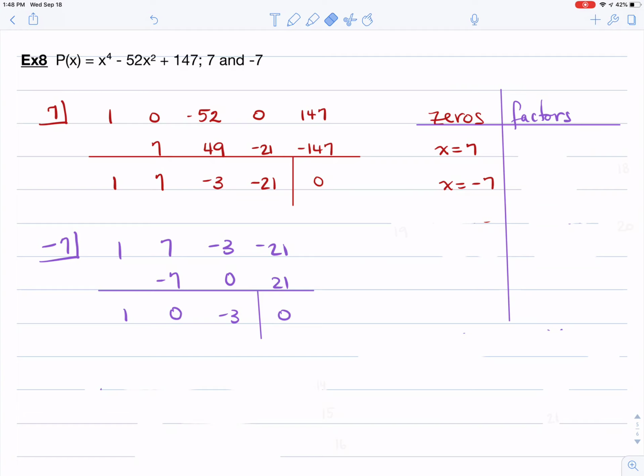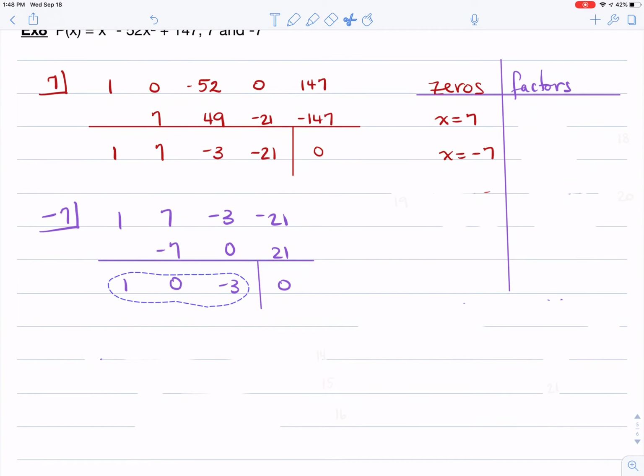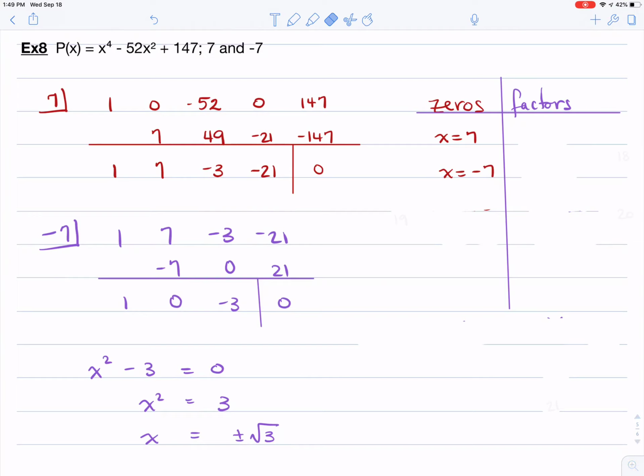Again, not a surprise. But the nice thing that you have now is that your depressed polynomial is a quadratic, and you can solve quadratics. You have 4 methods for solving quadratics. So we have x squared minus 3. Let's set it equal to 0 and solve. Square root method is the best, so go ahead and add 3 to both sides. And then you want to take the square root of both sides. Don't forget your plus minus. So now I have 2 more zeros that I can add to my list.